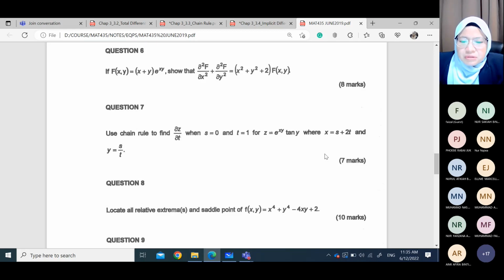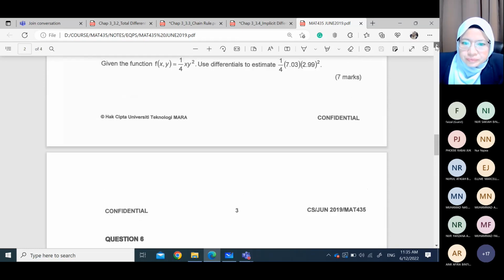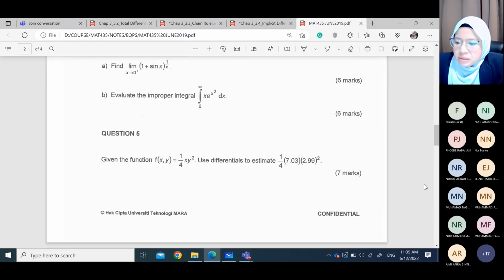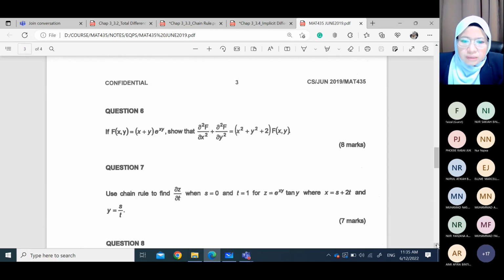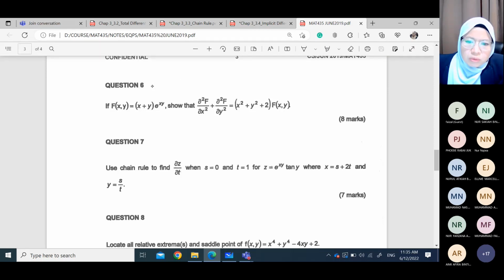Okay, right. Tiba-tiba dah buka pula ni question 6. Okay, so try buat soalan. Yang ni total differential. Soalan 5, soalan 6. So question 6 ni you boleh buat. Try buat sendiri sebab ini proving. So you have to show left hand side equal to right hand side. You have to show this one.